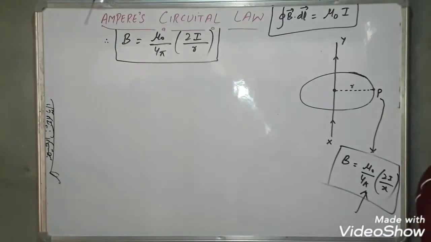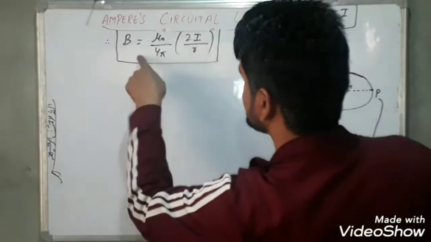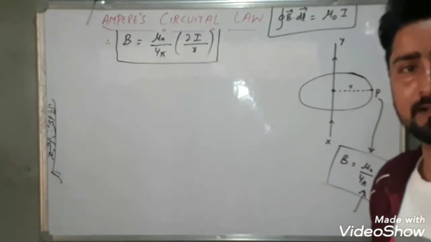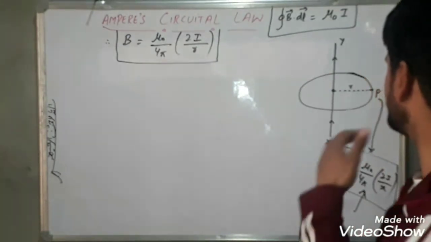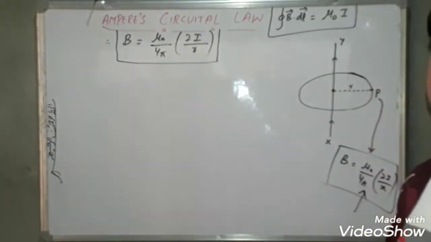So here we have a straight current carrying conductor. See this, it is a straight current carrying conductor. Around this we have a magnetic field. If at this very point the magnetic field is this, that is the magnitude. But the direction of this magnetic field we can calculate by means of a rule called the right hand thumb rule.